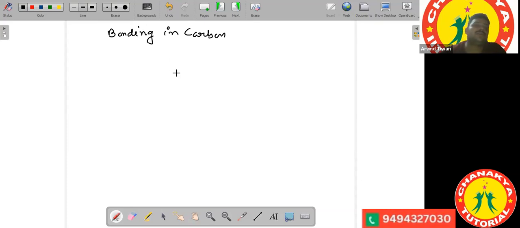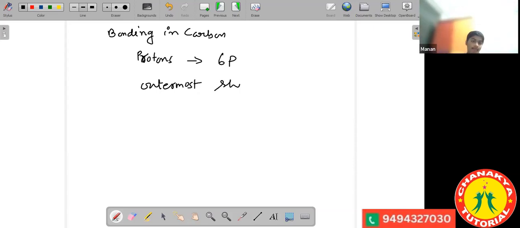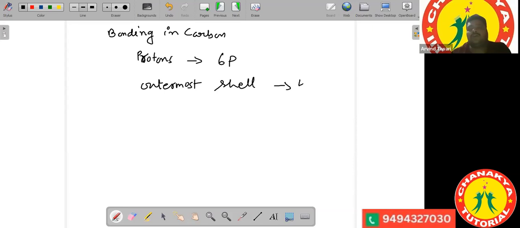So bonding in carbon, which type of bond will be formed? If you see carbon, it has 6 protons in the center. And in the outermost shell, if you observe, it has 4 electrons. Now it has to satisfy its octet.